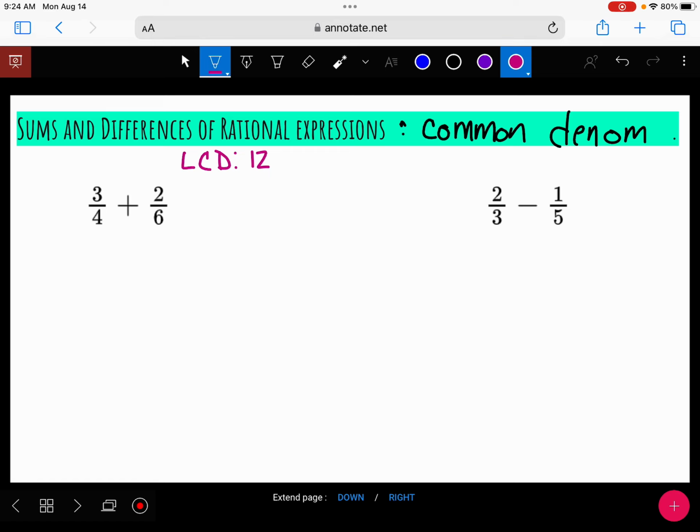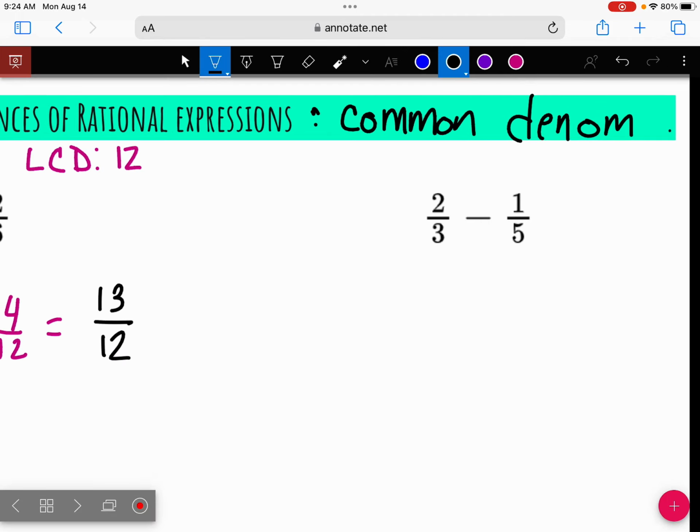So this one is going to be 9/12, and this one is going to be 4/12, which gives us 13/12. Same thing is true when we subtract. What is the common denominator? 15.